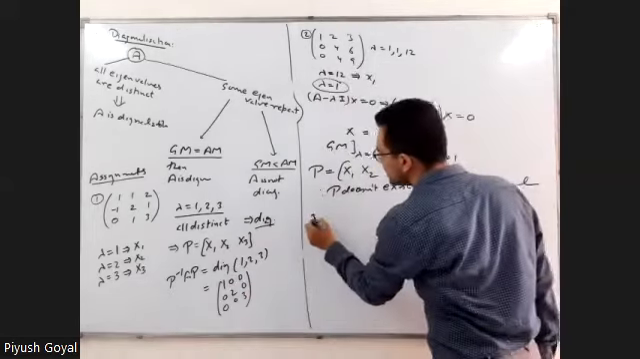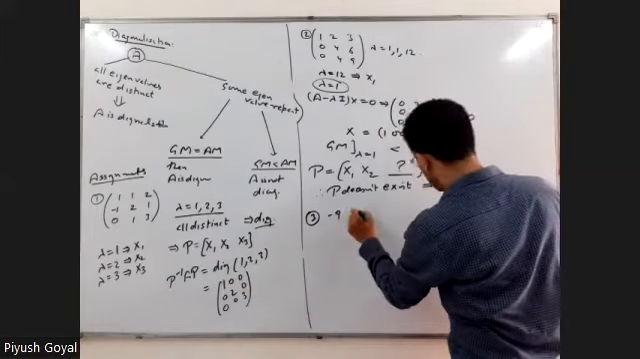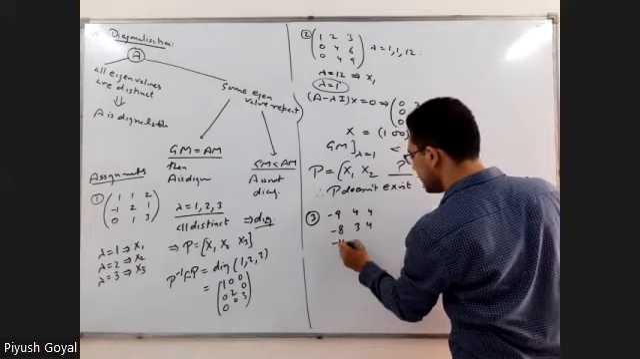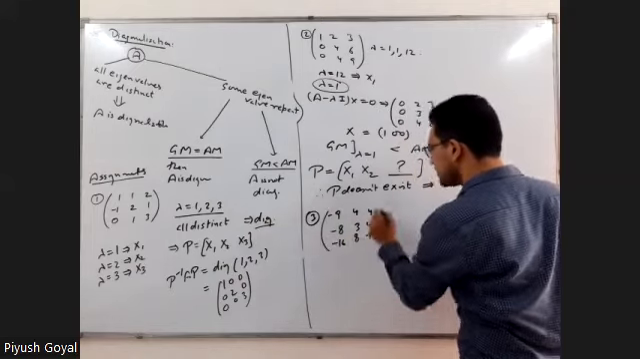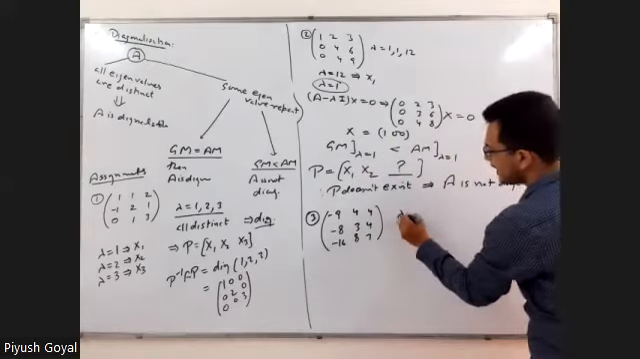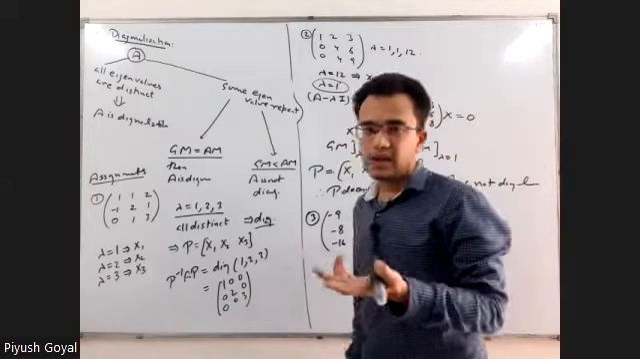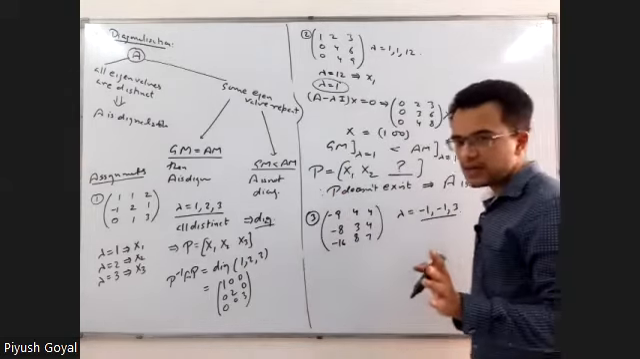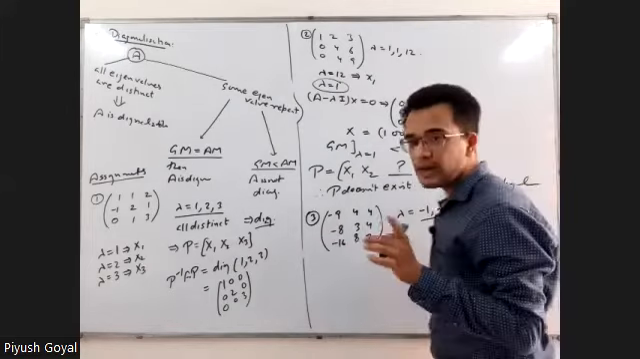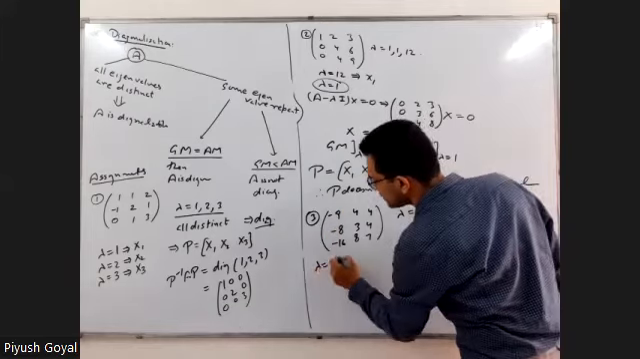Now, the third example is this matrix: minus 9, 4, 4, minus 8, 3, 4, and 16, 8 and 7. You find the eigenvalues. When you find them, they are lambda equal to minus 1 and 3. Lambda equal to 3 occurs only once, so it will give one eigenvector, not a problem in this. Lambda equal to minus 1 can create a problem, so you take lambda equal to minus 1.